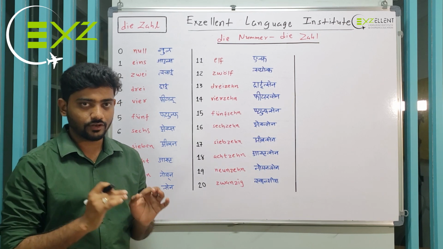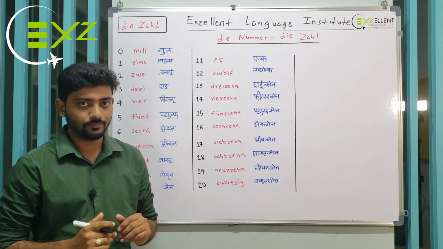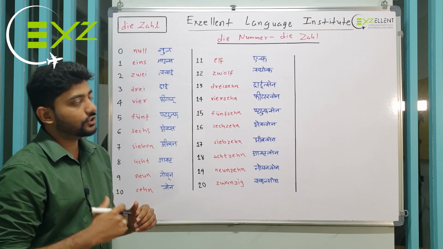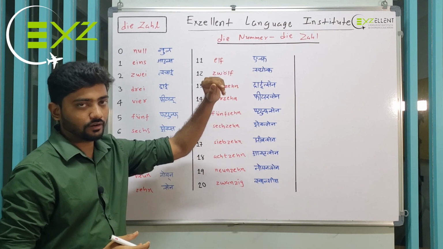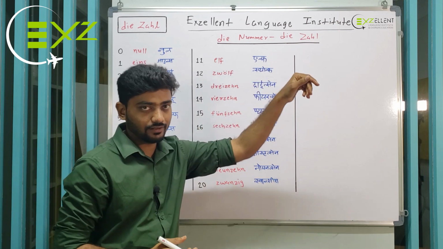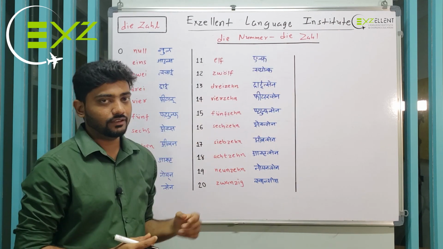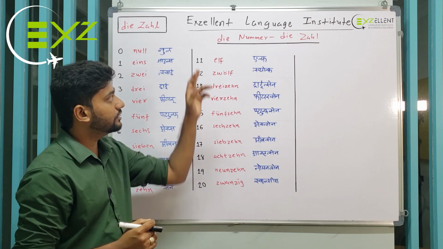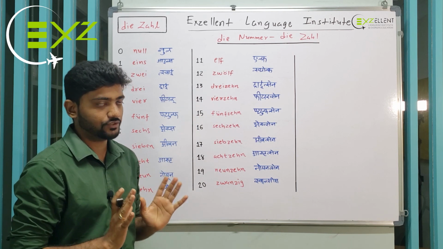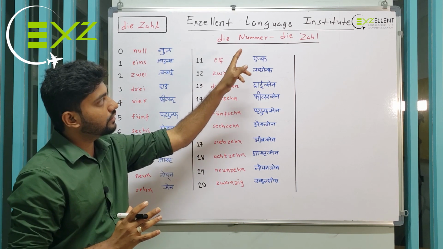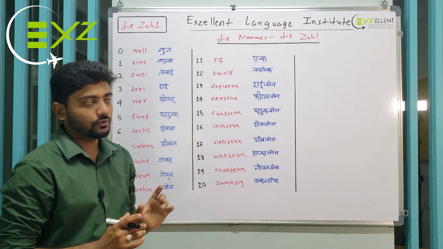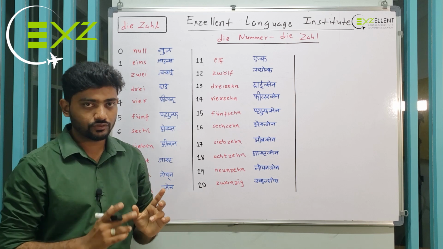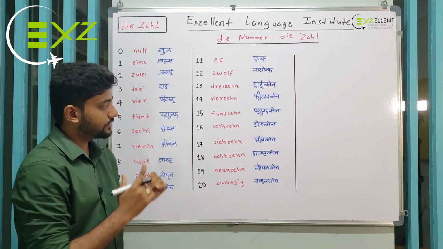In this video, we are going to learn numbers. If we want to call it in German language, we can say numbers in German means die Nummer, or we can say die Zahl. See here, die is the of English language. So we can say die Nummer, the number, die Zahl, the number. So for numbers, we have two videos for you. This is the first video.